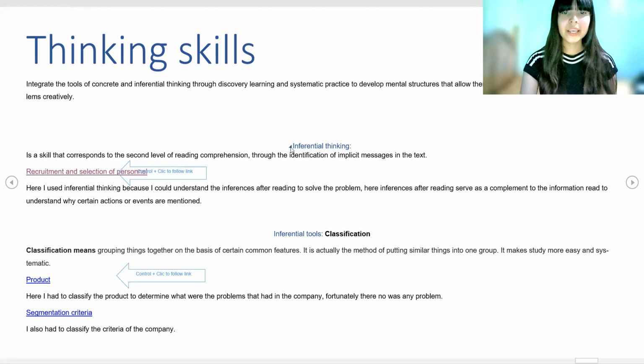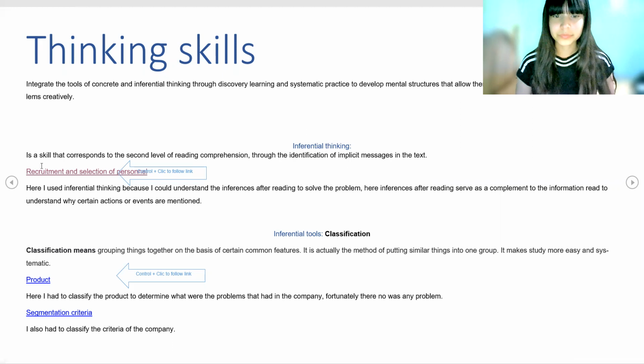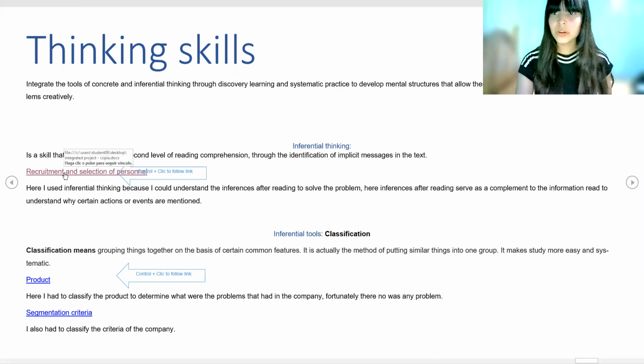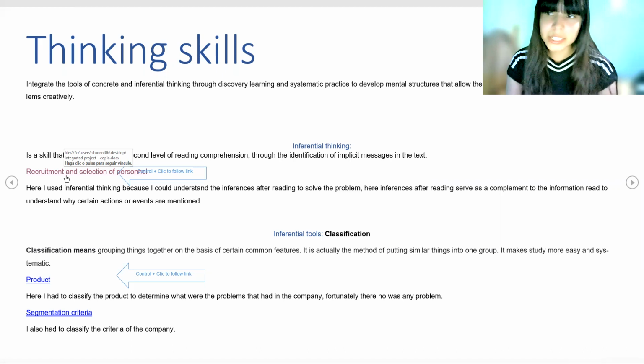Here we have the inferential thinking, that is a skill that corresponds to the second level of reading comprehension. In the inferential thinking, we can identify implicit messages in the text. So here we have an example of where I used my inferential thinking.